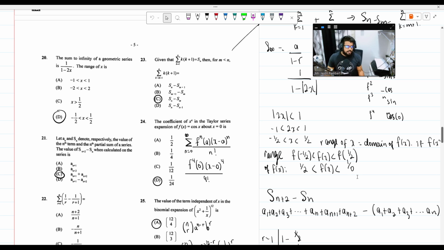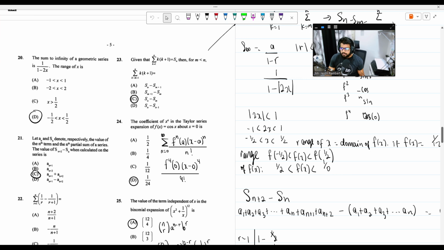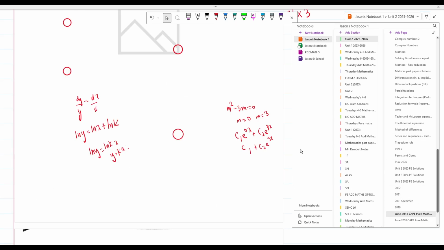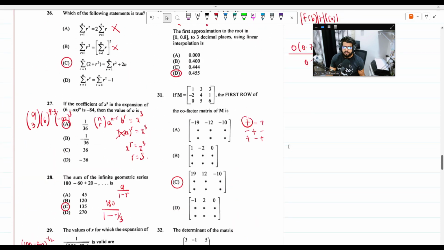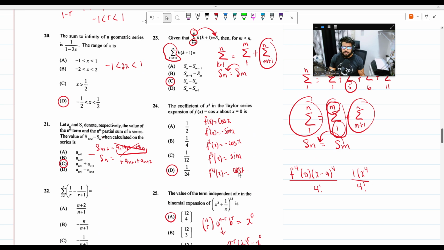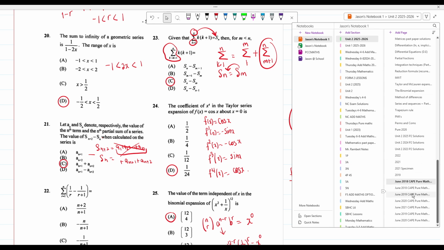The coefficient of x to the power 4 in the Taylor series expansion of f of x equals cos x about x equals 0. Yep, 1 over 24. Let me go to the next set of solutions I have for this, which is the first set here. So we're looking at all the derivatives up to the fourth derivative and plugging that into our Taylor series expansion. It's that simple. 1 over 24 would have been the answer for that one.